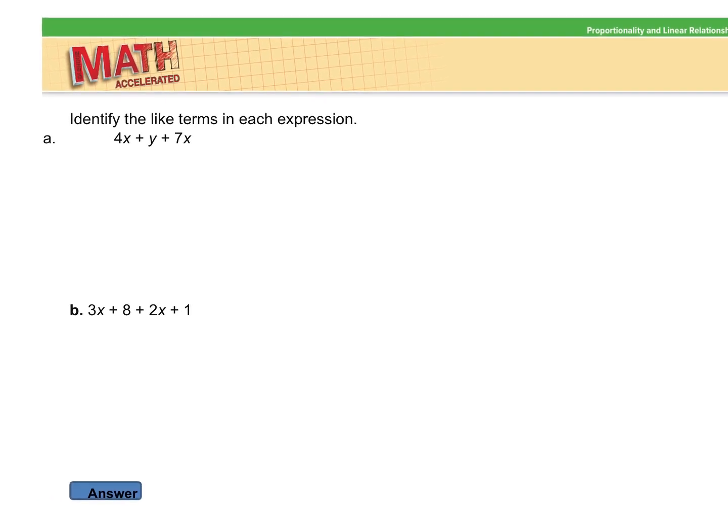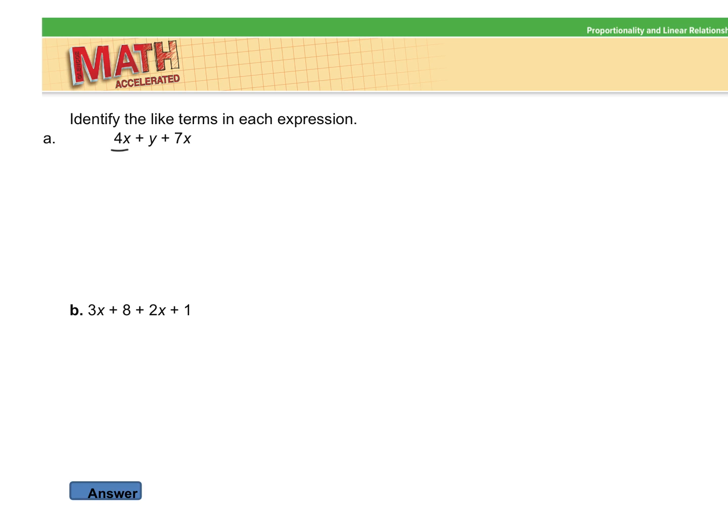Go ahead and simplify this slide. Use that underlining method I just showed you. Looking at A, I'm always going to start with the first term that they give me, no matter if it's a variable or if it's just a regular number. So we start with 4x.